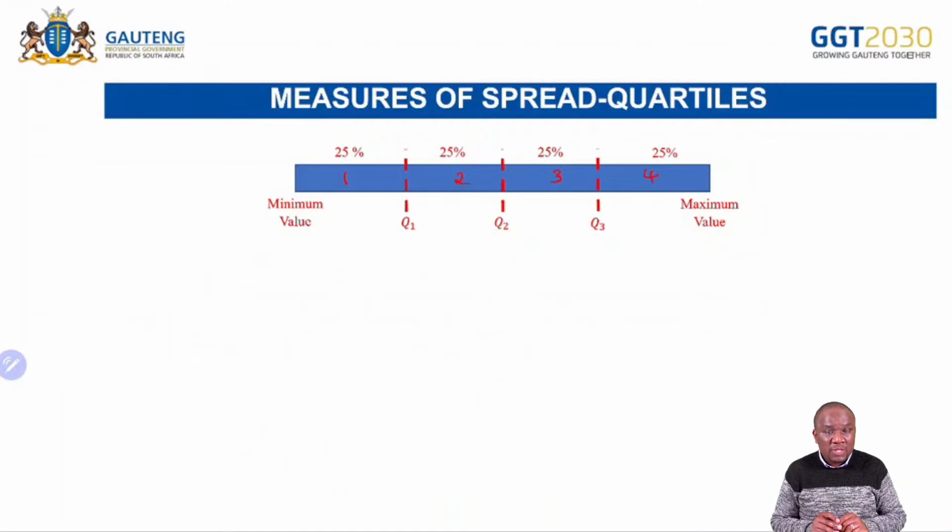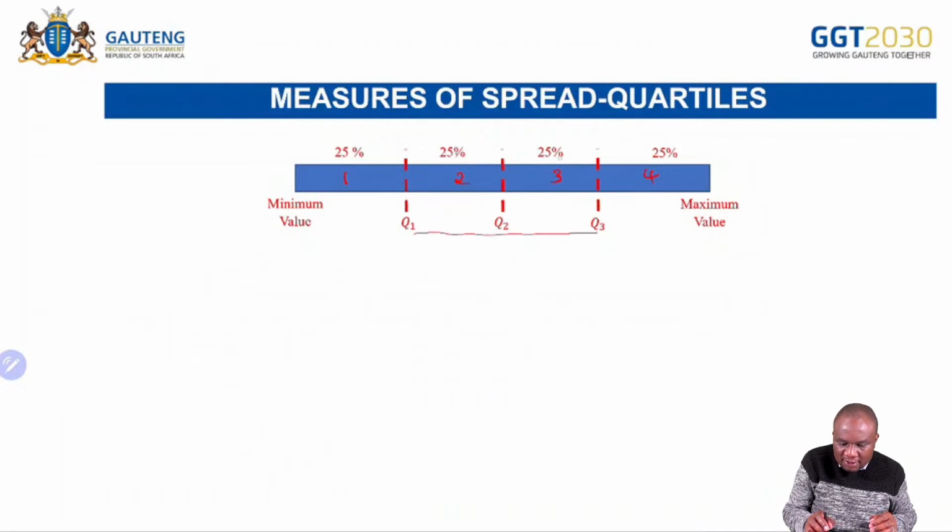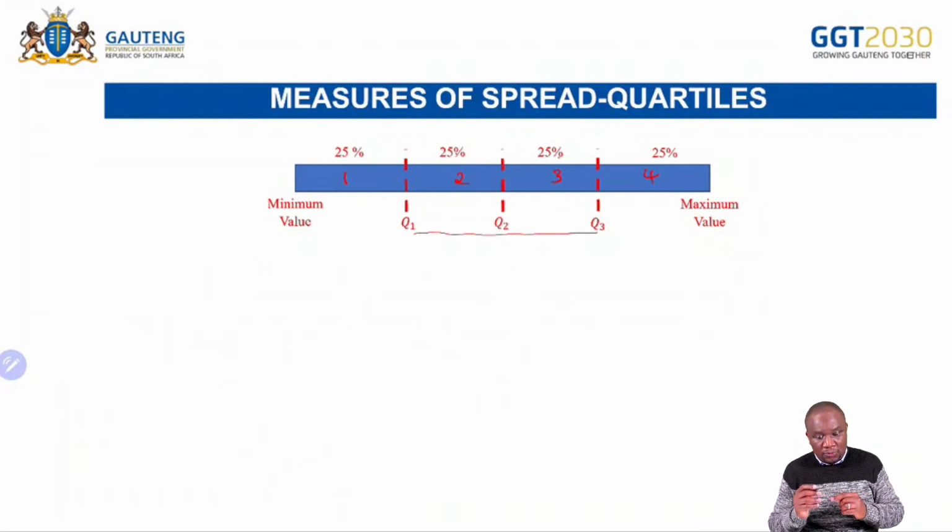How many percent do we have between Q1 and Q3? It's going to be 50%, because it's from Q1 to Q3. We have 25 plus 25 there, which is 50%. Please don't forget that. I'm going to ask you this question again when we get to the next part of our lesson. Between Q1 and Q3, that's 50%.